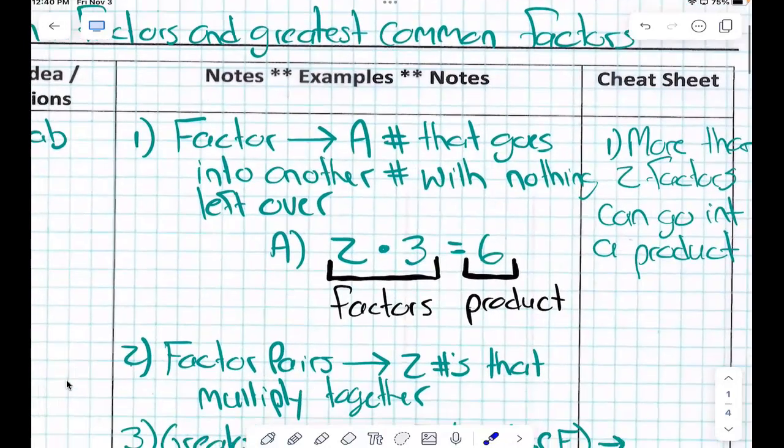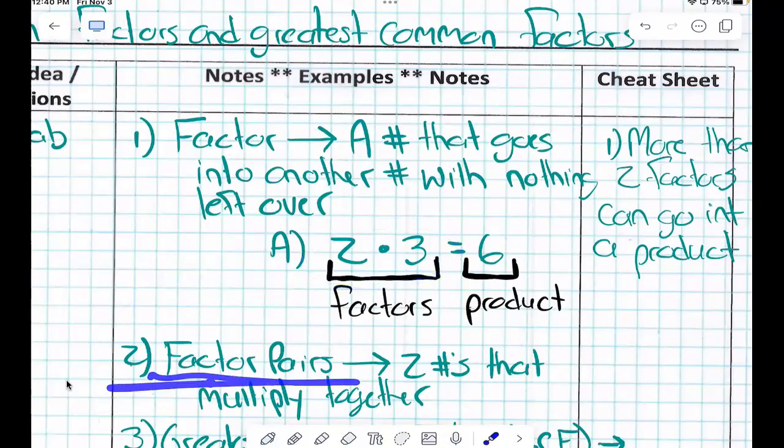All right, cool. Before we get to the smiley face method, a factor is a number that goes into another number with nothing left over. Okay, does 2 go into 6? How many times? Does 3 go into 6? How many times? 2. So would they be factors? Yeah, because there's nothing left over. Actually, there's 2 of them.